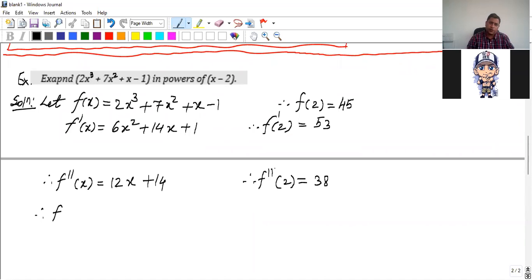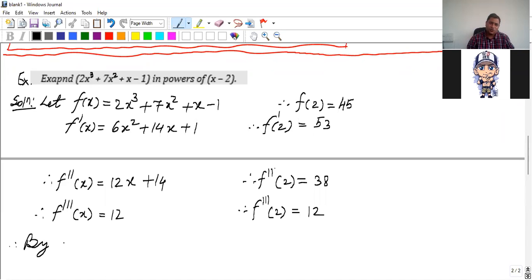Okay, the next derivative. So we have f triple dash of x, and that's going to be 12. So we got the value of f triple dash at 2. What is the value we'll have? 12. Are you sure? Yes, sir. Okay, that's good. So what will be the next derivative? 0. Okay, so the next derivative is going to be 0, so we don't have to calculate it.